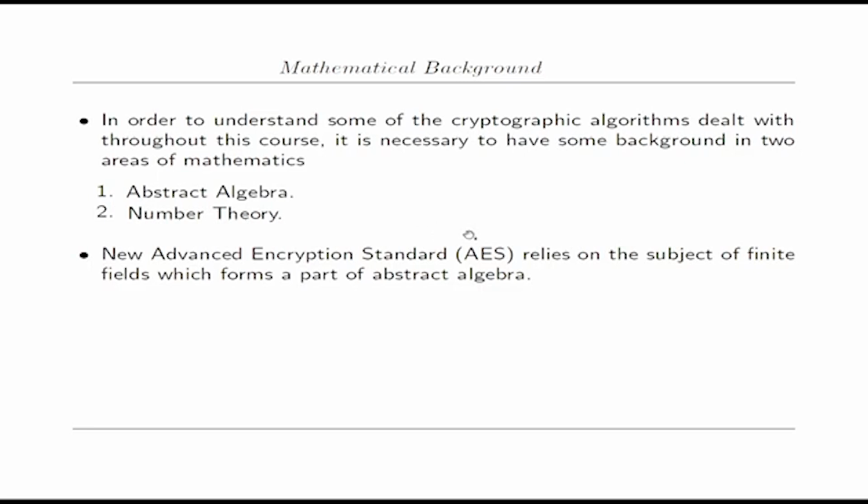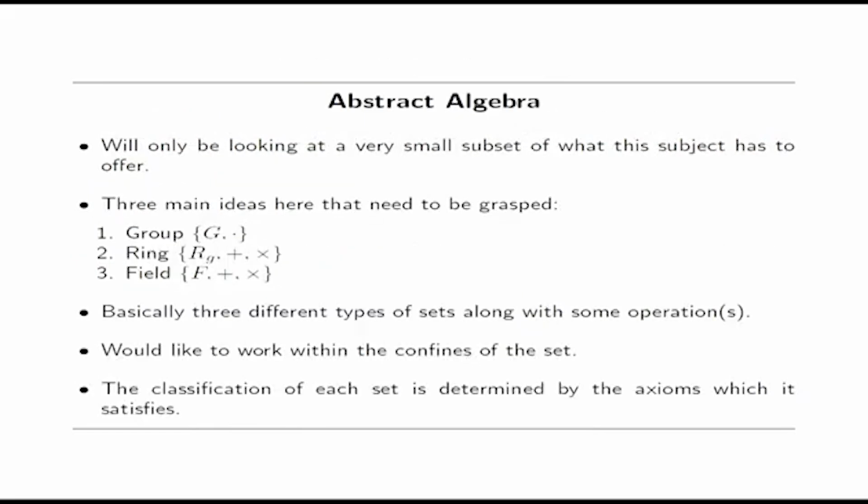So, in order to understand some cryptographic algorithm dealt with throughout this course, it is necessary to have the background in basically two areas, like abstract algebra and number theory. In abstract algebra, the polynomial is part of this abstract algebra, where we will talk about the finite field theory, and also AES is the new encryption standard, advanced encryption standard for block cipher. We will discuss this, and for that we need to have a knowledge of the finite field, which is a part of the abstract algebra. So, we will start with the abstract algebra.